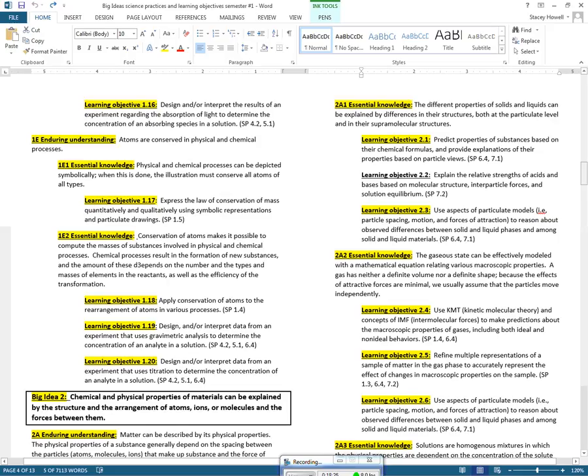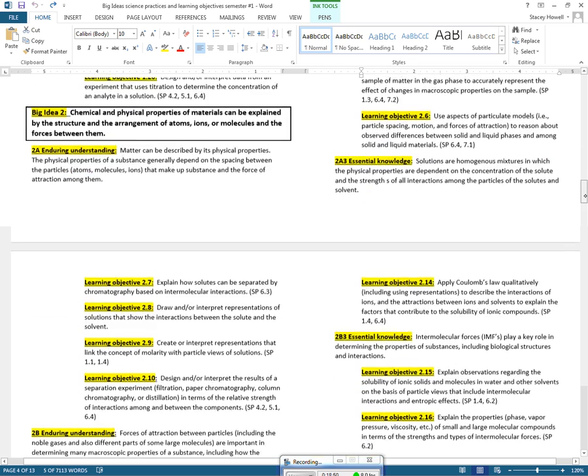Okay. Explain the relative strengths of acids. We didn't get to that yet. We're not into acids, so I did not highlight this one. So learning objective 2.2 we have not gotten to yet. 2.3, using aspects of particulate models, in other words, particle spacing, motion, forces of attraction, to reason about observed differences between solid and liquid phases and among solid and liquid materials.